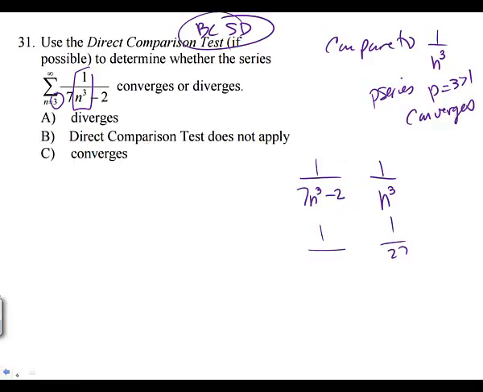Alright, so the comparison test says if the bigger one converges, which was our comparison, then the other one also converges, so this one converges.